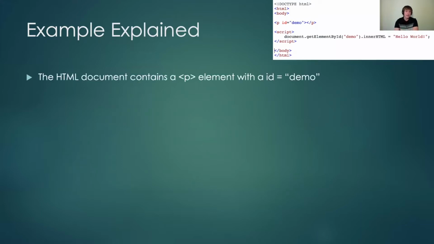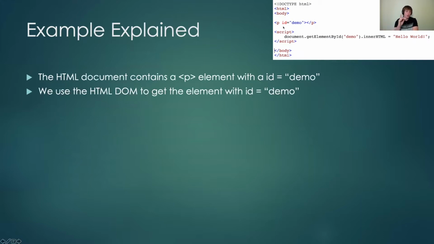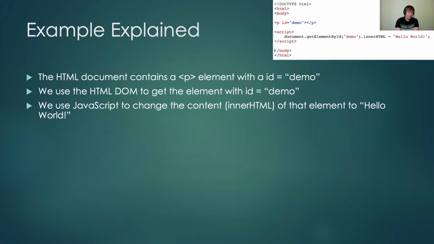The HTML document contains a paragraph element with ID equal to demo. We see that here in the body. We're going to use the HTML DOM to get the element with ID equal to demo. How do I know I'm using the HTML DOM? Well, here's HTML, here's JavaScript, and I'm using the keyword document. As soon as you see that keyword document, you know I'm using the DOM. So we're using JavaScript, accessing the DOM to change the content, the innerHTML of that element, to hello world.